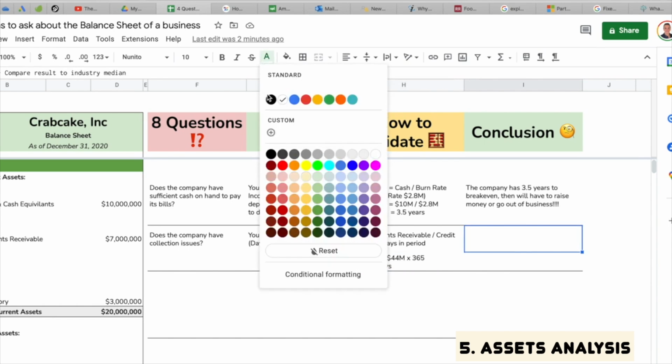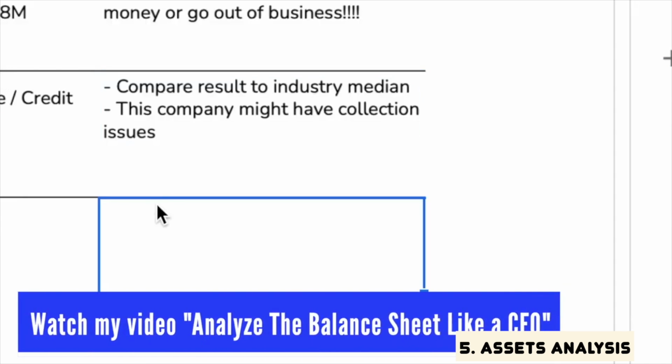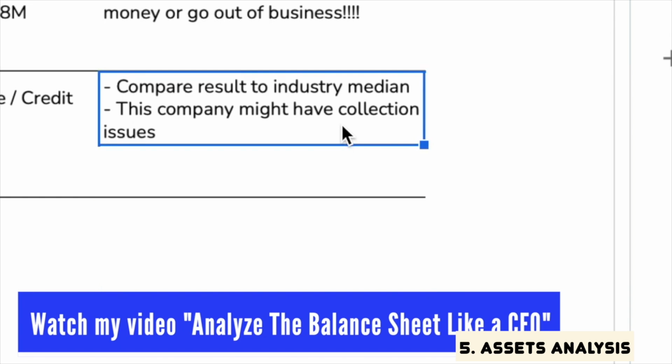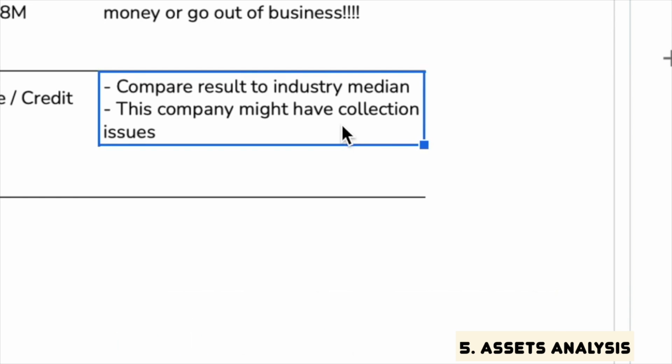When I look at this, I'm going to look at 58 days, and I'm going to compare the results to the industry median. Then it looks like this company might have collection issues, not collecting on time from customers, or maybe not negotiating the right terms when they negotiate an agreement with a customer in terms of how long the customer will take to pay the company for AR.